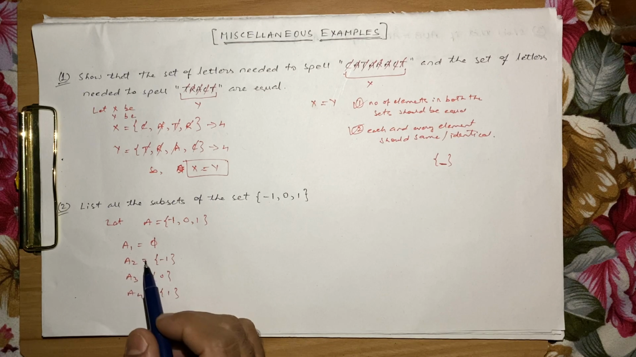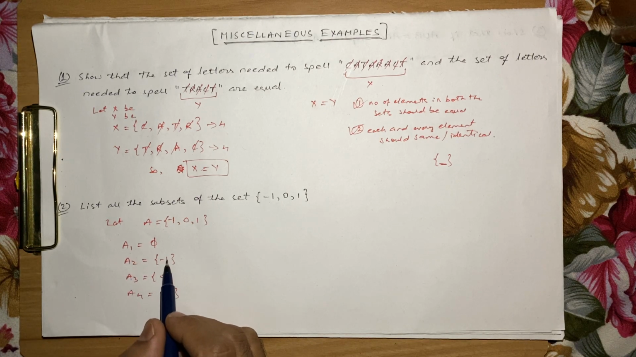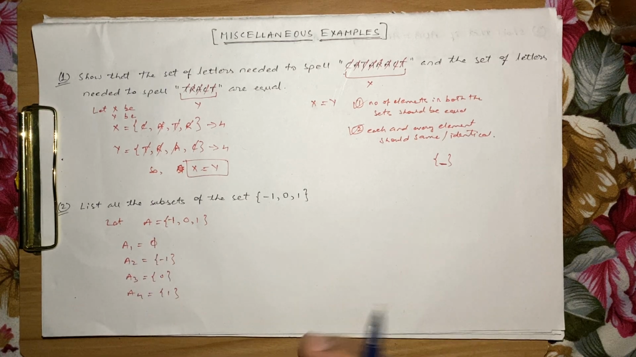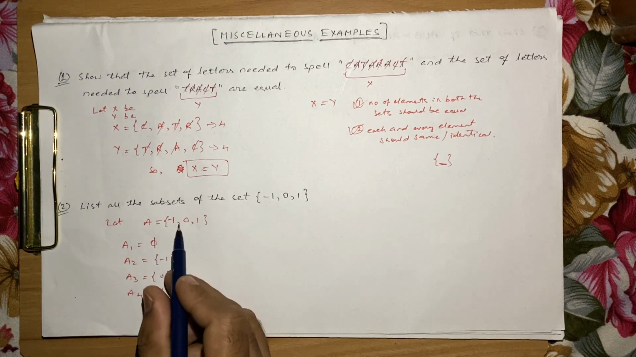So here, if you see, A2 is a set that has just one element, and the element that is present in the set A2 is present in the set A. So A2 is a subset of A. This is the basic definition of a subset. Each and every element that is present in the set A3 is present in the set A. So A3 is a subset of A.